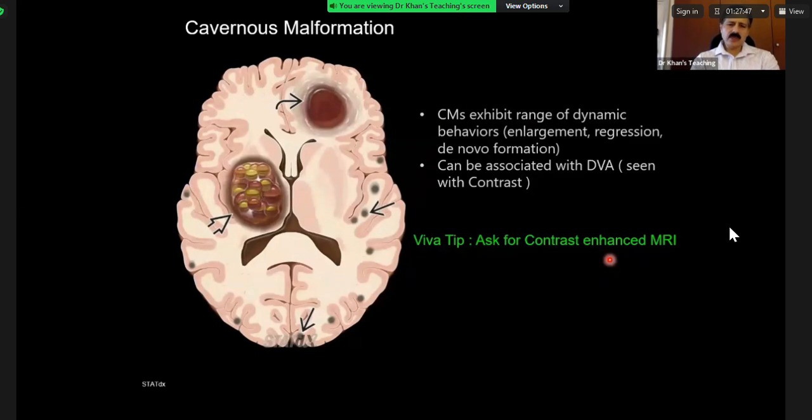Cavernomas can be very symptomatic. People can present with seizures and so many other neurology. And at times they have to be treated. For that, microsurgeries are used, gamma knife treatments are also used. The idea to diagnose an associated DVA, as in developmental venous anomaly, is that the DVA should not be disturbed, because if the DVA is disturbed, there might be venous infarctions. So that is the idea.